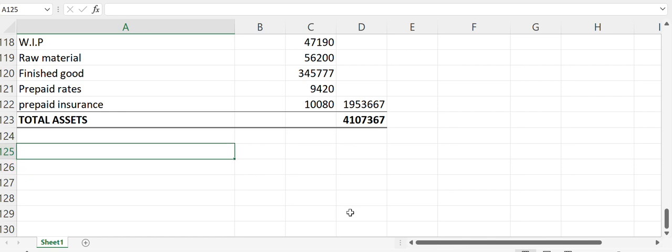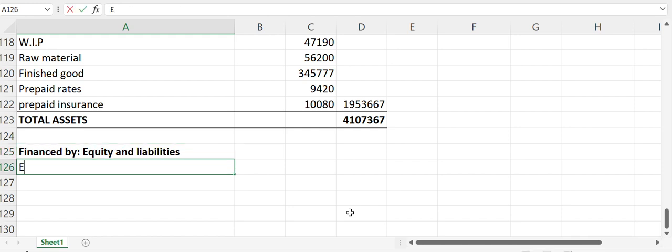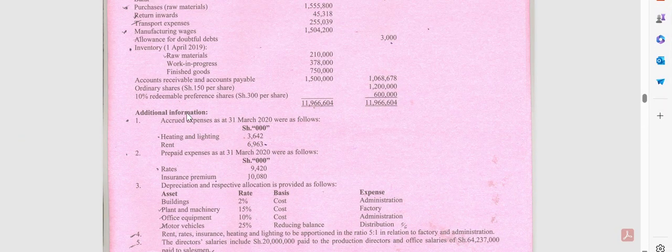Then now we can say financed by equity and liabilities. So we begin with equity. So under equity we have a couple of items. So here we are going to check the credit side. We have ordinary shares, ordinary share capital.